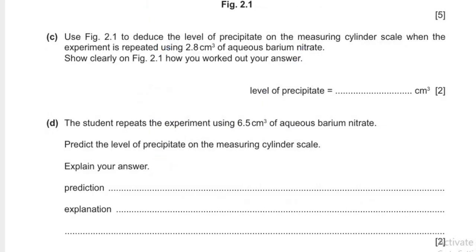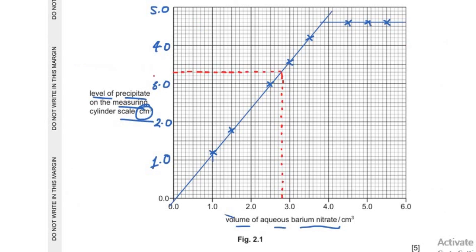Now question C is: use figure 2.1, that is the graph grid, to deduce the level of the precipitates on the measuring cylinder scale when the experiment was repeated using 2.8 centimeter cube of aqueous barium nitrate. Show clearly on figure 2.1 how you worked out your answer. Remember, it's 2.8 centimeter cube. Now here you can see that I have drawn 2 dotted lines from 2.8 centimeter cube of aqueous barium nitrate, extended to the straight line, and here we obtain 3.3 centimeter of the level of precipitates.